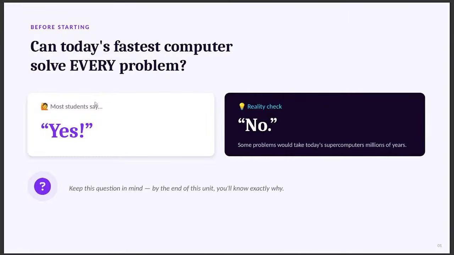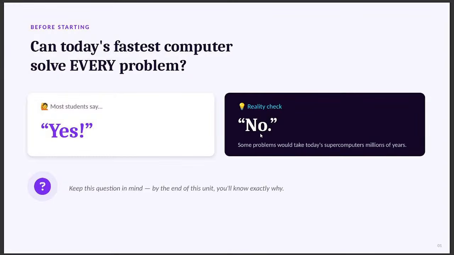Most of you students say yes. Why? Because you don't know how complex the problems are. You just see some real-world, very small calculations, and you say yes based on your assumption. Okay, fine, no issues, but the correct answer is no. Today's computers are very powerful. They can perform billions of calculations every second, but there are still some problems so difficult that even the fastest supercomputer would take millions or billions of years to solve them.